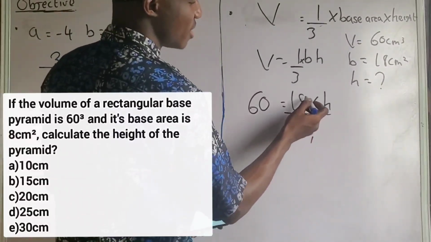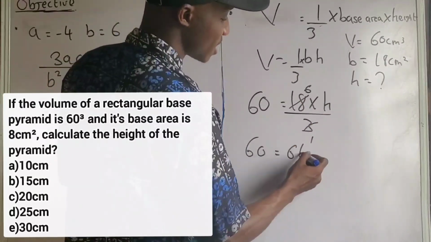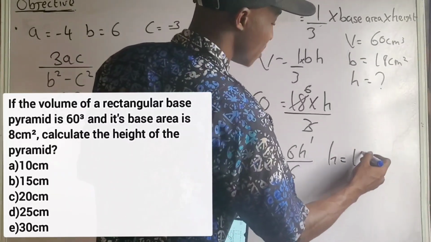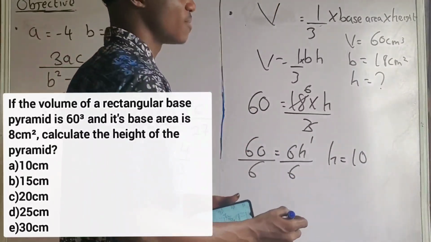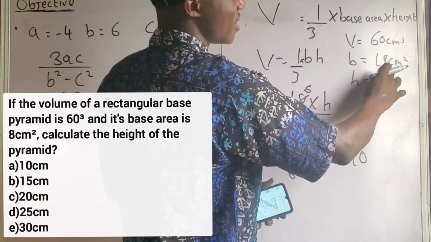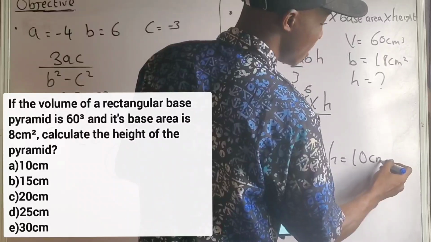So, 3 here 1, 3 here 6. Do you understand? So, I'm going to have 60 equals 6 times h. To get the value of h, divide both sides by 6. H equals 10. So, since the volume is in centimeter cube and the base area is in centimeter squared, the height will be in centimeter.